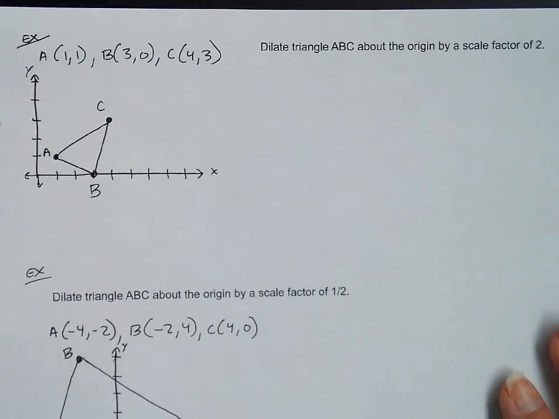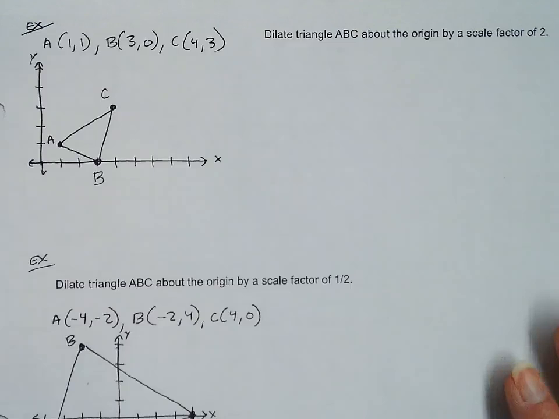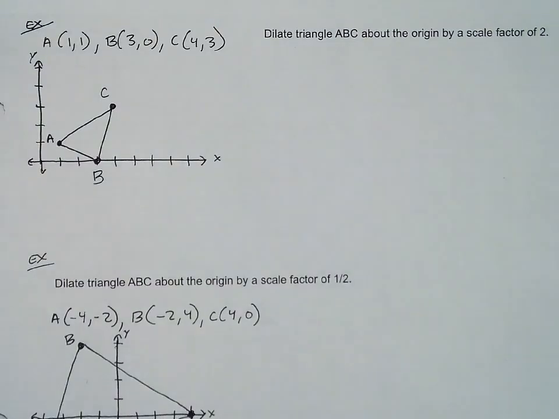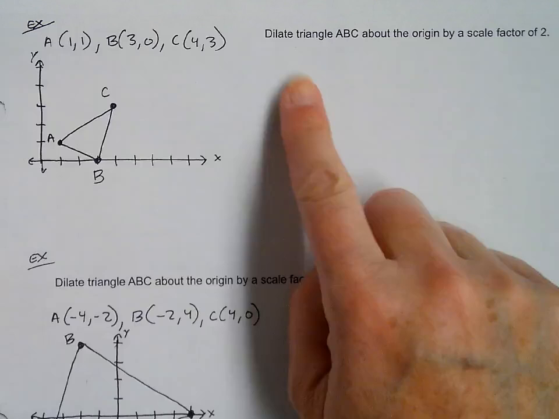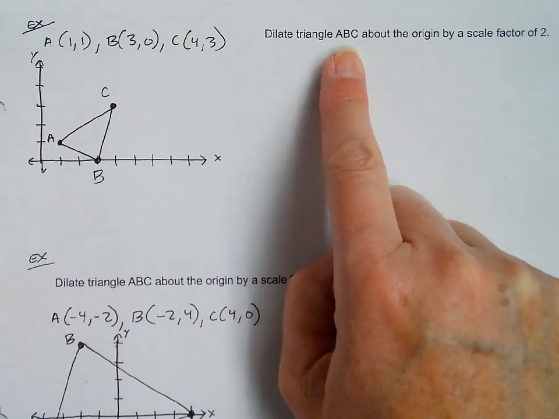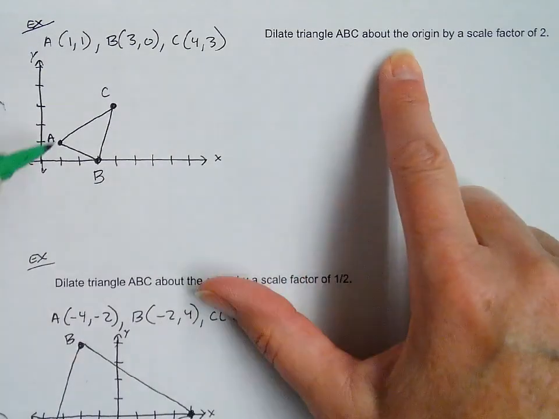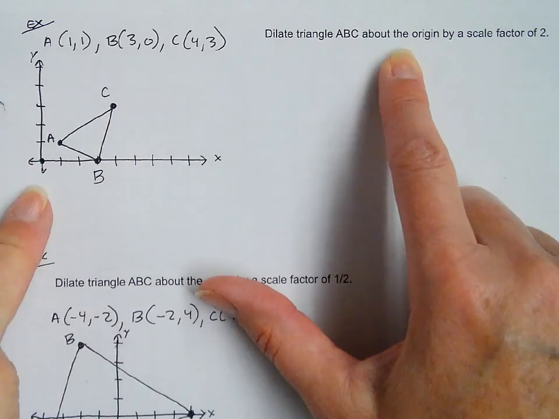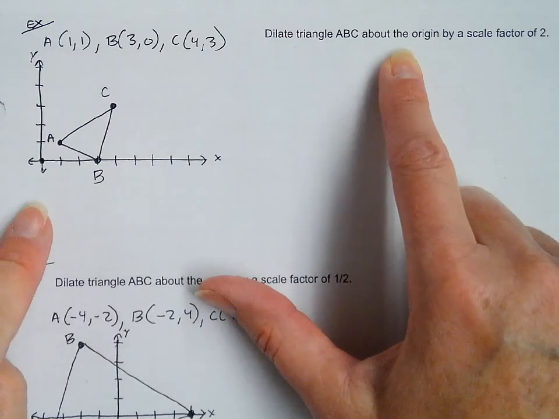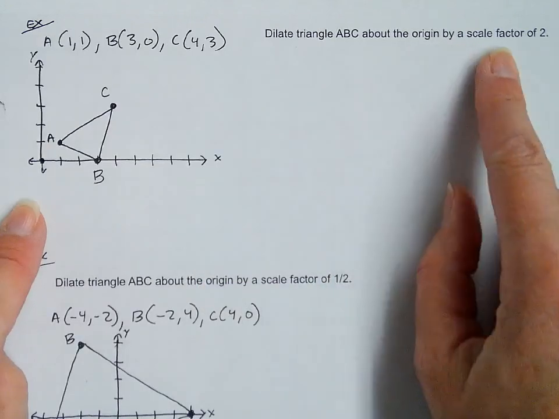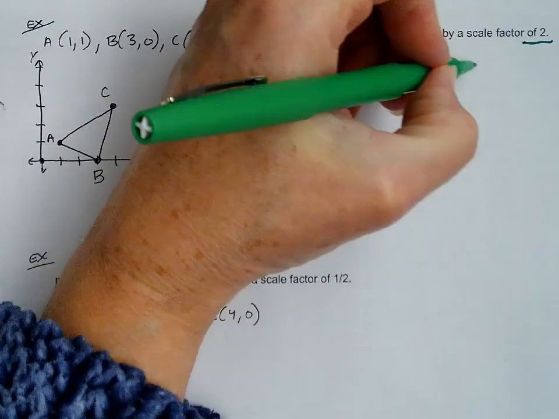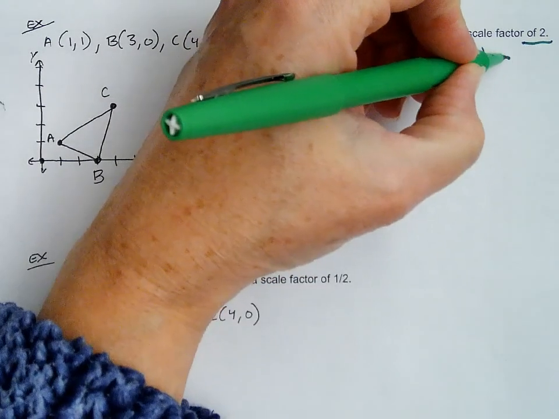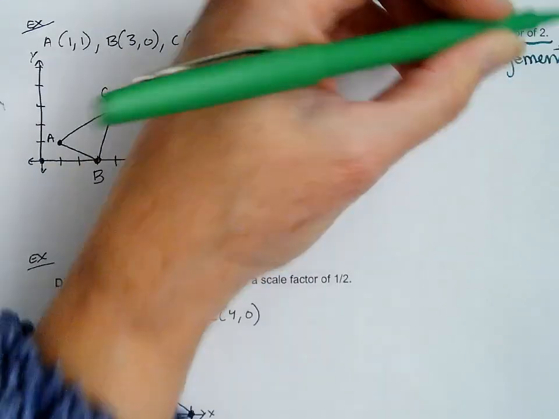Okay, so the real new part to this lesson is being able to do this on a coordinate plane. So here we have a triangle ABC with points (1, 1), (3, 0), and (4, 3). And the directions say that we'd like to dilate the triangle, this one, ABC, about the origin. So we'll talk about when you dilate something not about the origin in a later lesson. And we want to do this by a scale factor of 2. So is it going to get bigger or smaller? That is an enlargement because it's greater than 1.